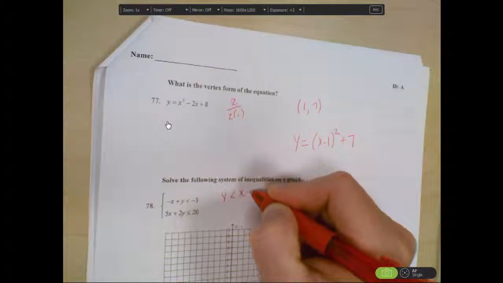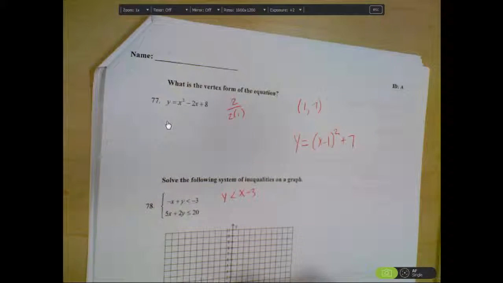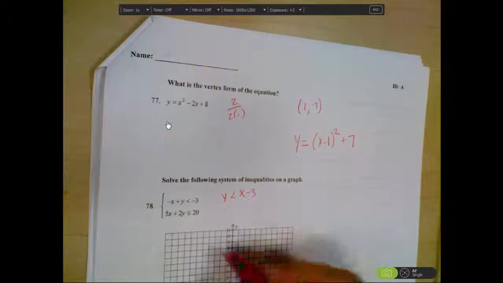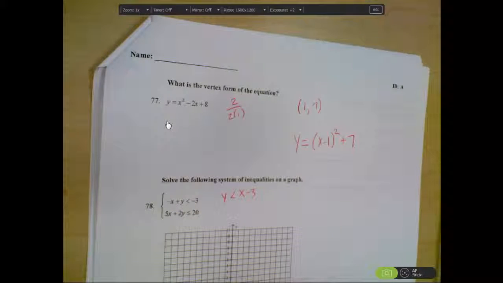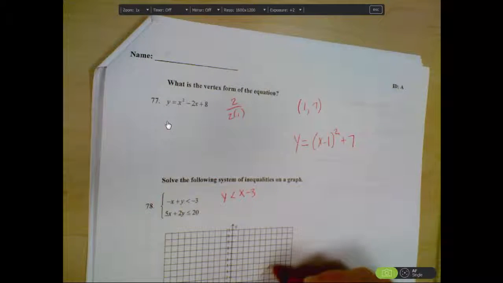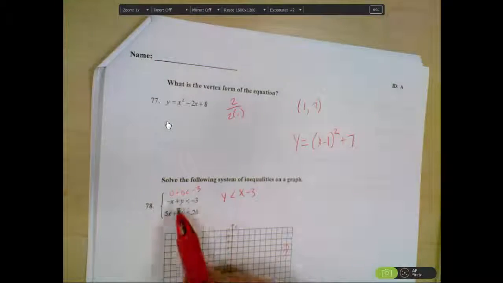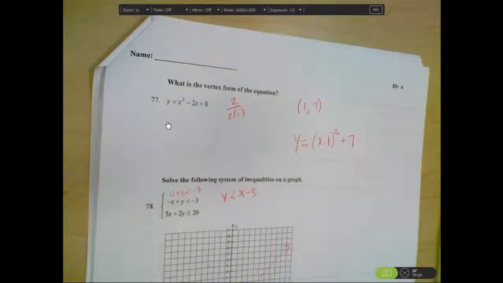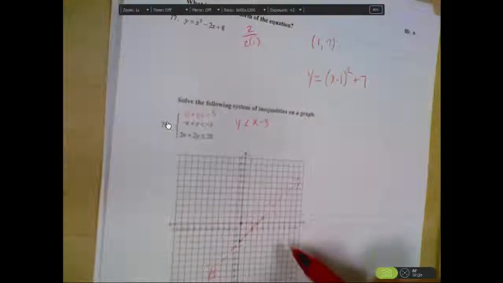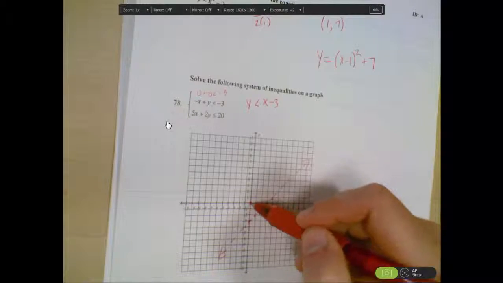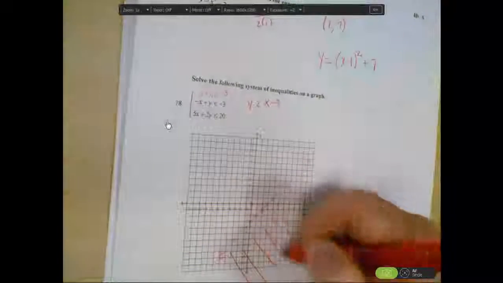In order to graph, I have to solve for y. So I'm going to add x to both sides. So it looks like this. It's a dotted line because there's no line underneath. And I check the point 0, 0. 0 plus 0 is less than negative 3. 0 is less than negative 3. That is not true. Since that is not true, this is not a solution to this inequality. So I'm going to shade this way.